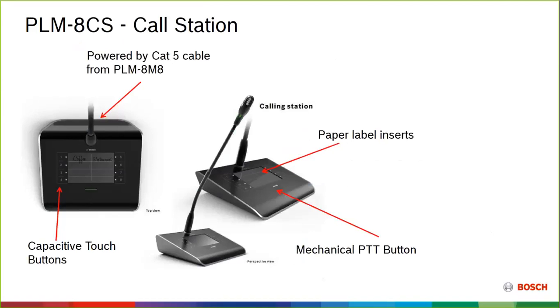PLM-8CS is the call station. Again, an 8-zone system, with capacitive touch buttons for the zone selection. And then we just want to keep a paper label insert that keeps costs down and allows you to change that very easily. So you can make your labels zone 1 or front office, back office, however you want to zone it. And then a mechanical push to talk button.